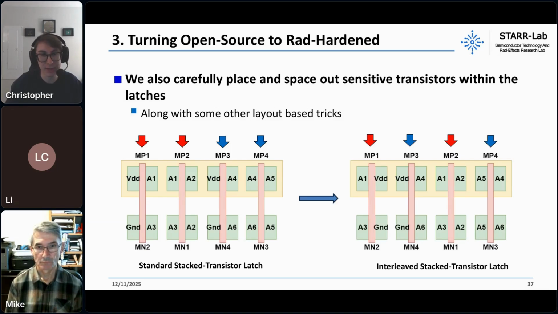We try to interleave some of the transistors so we separate those sensitive nodes. Or sometimes, in particular, you may want to put two nodes close to each other because you get a charge canceling effect. There are all these methodologies and techniques you can use to change this.